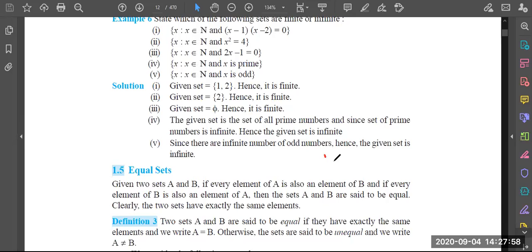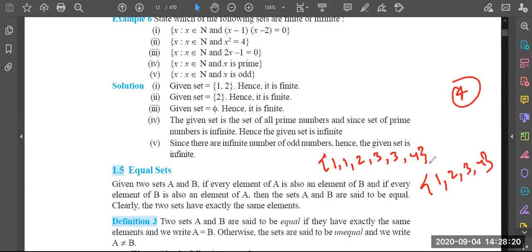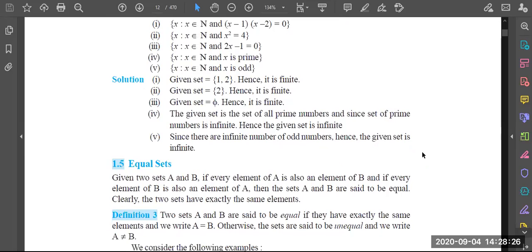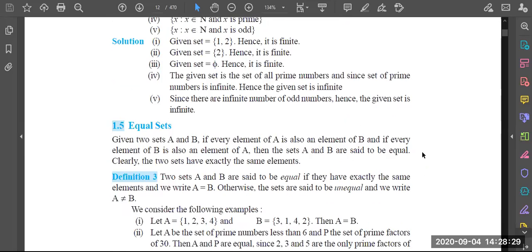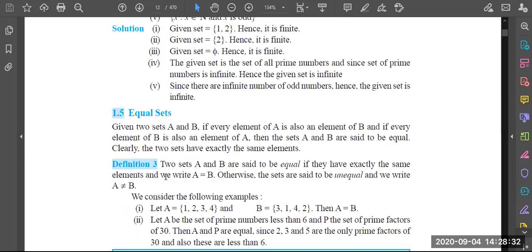Now tell me, if I'm writing 1, 1, 2, 3, 3, 4, how many elements does this set have? It will have only 4 elements: 1, 2, 3, 4. So that's one thing you have to remember. Even if you repeat, it will have the same value. For example, here A and B have the same elements. The order may be different, but they have the same elements, so it is the same.